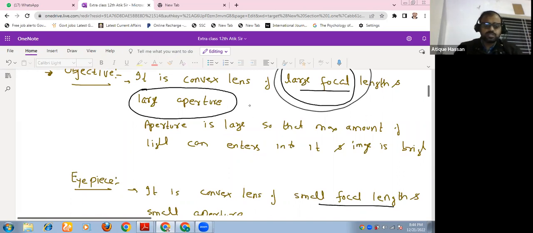So according to the definition, you can also see here, it is the convex lens of large focal length and large aperture. Aperture is large so that maximum amount of light can enter into it, and the image is bright. So more and more light you are getting, brighter will be the image. That is why its dimension is kept large as compared to eyepiece.